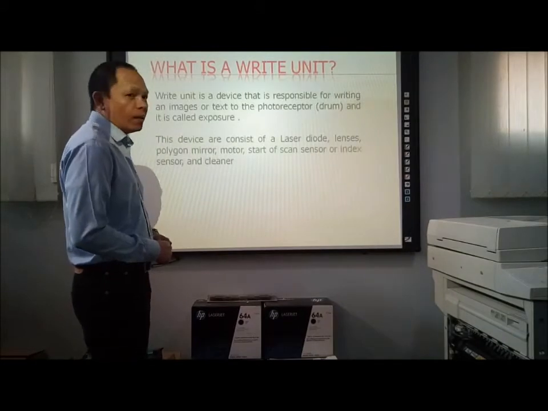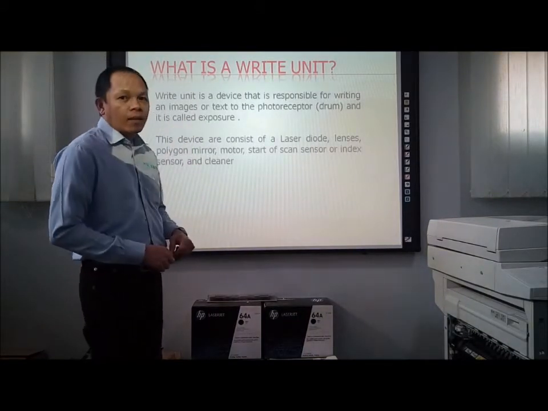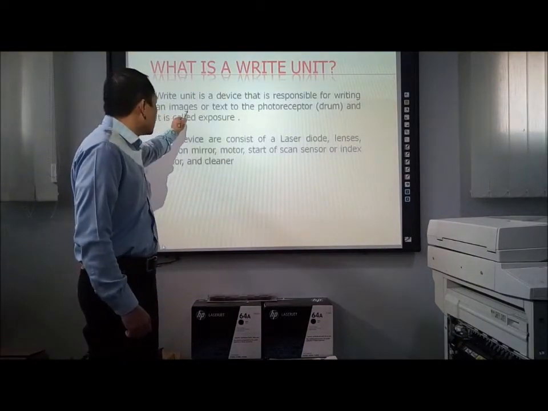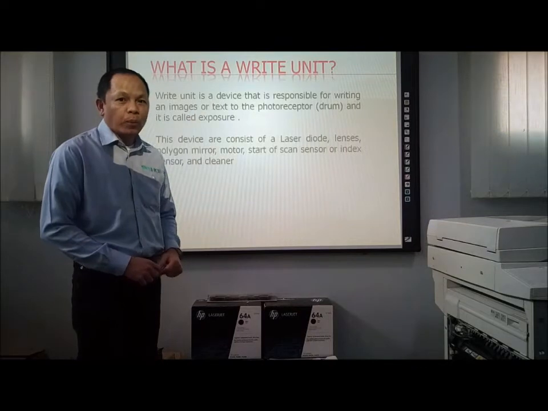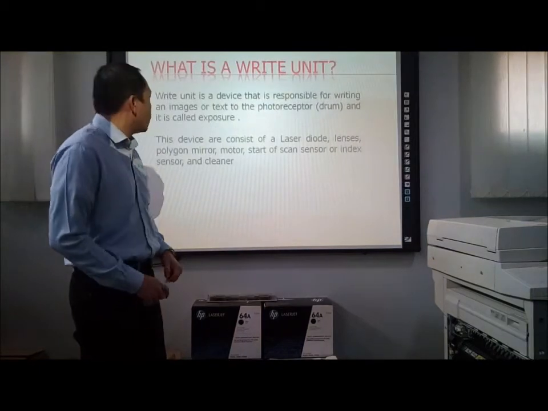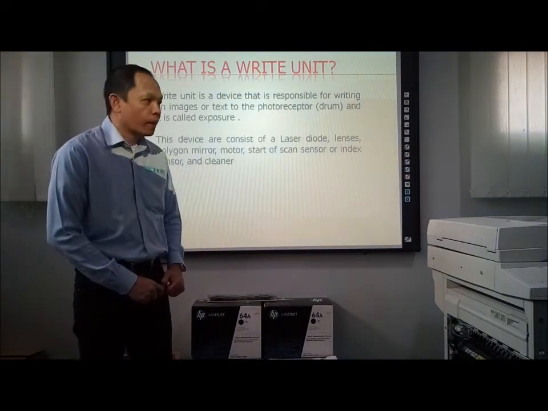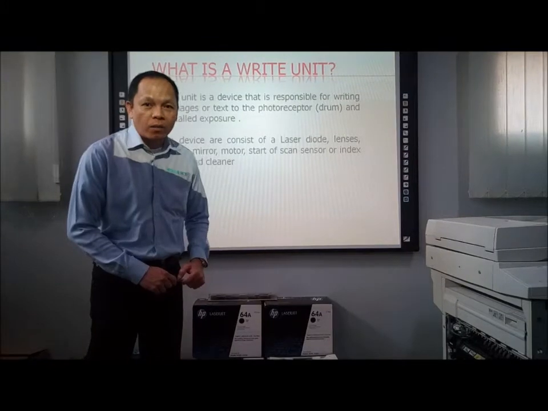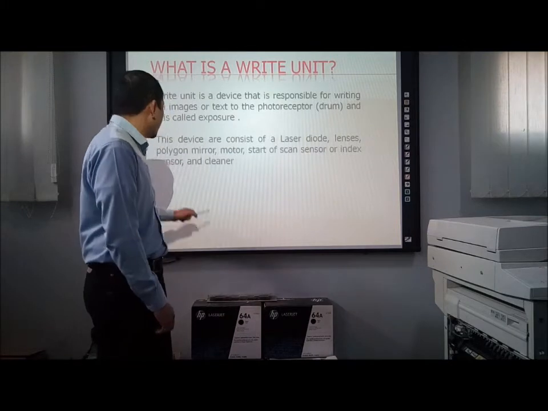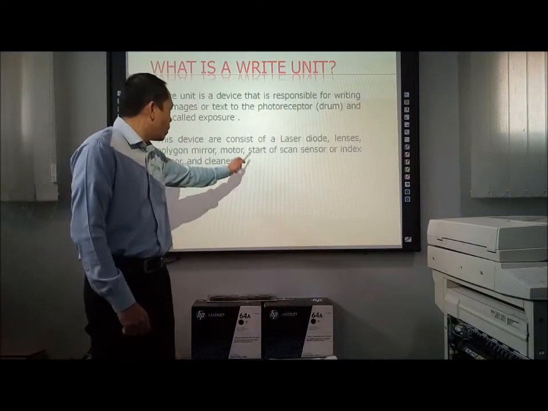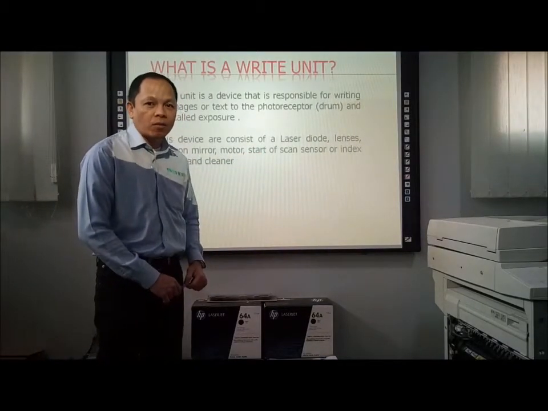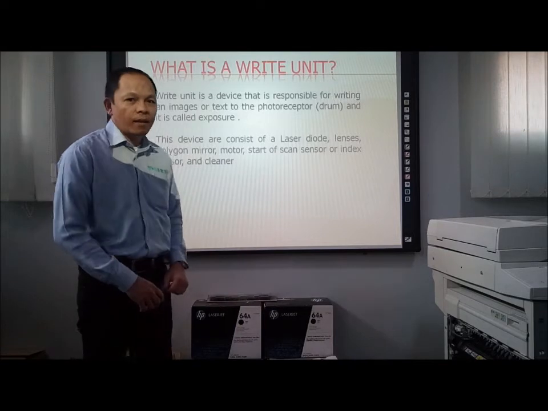The write unit is a device that is responsible for writing images or text to the photoreceptor or drum, and it is called exposure. These devices consist of a laser diode, lenses, polygon mirror, motor, start of scan sensor or index sensor, and cleaner.